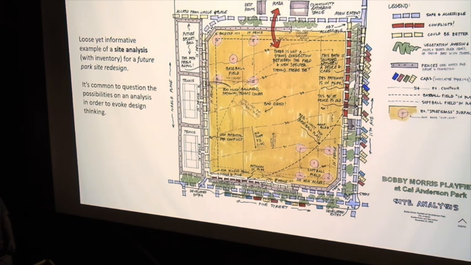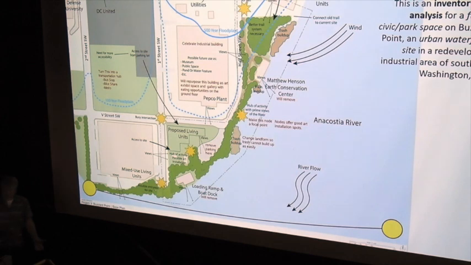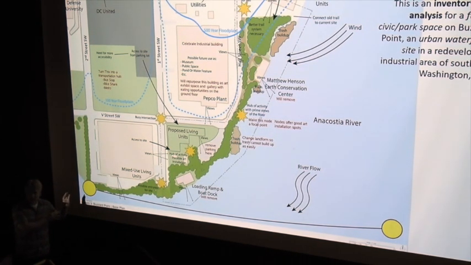Let's look at, it's common to question the possibilities. I talked about that. I sort of should have advanced these little text blocks here. This was simply created by hand and markers on it. Here's one that was computer generated. I think illustrated in this. This is a very basic analysis. It's not very graphically attractive necessarily, but it communicates a lot of information.